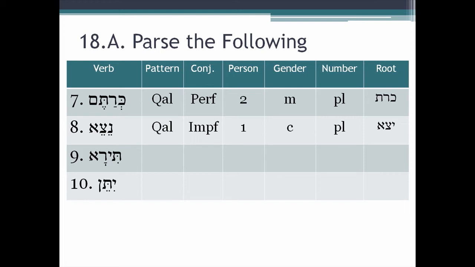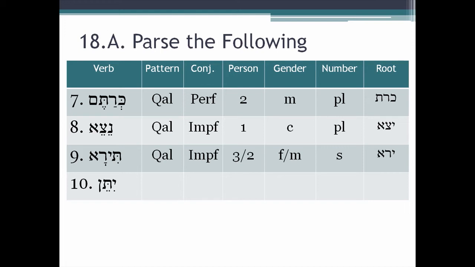Number 9, tira. Do we have a prefix with the tav there? Yes, we do. We know that because the next 3 consonants are a coherent lemma. So we have the tav prefix. There's no ending, so that could be one of 2 things, either a third feminine singular, Qal imperfect, or a second masculine singular, Qal imperfect, from yara.